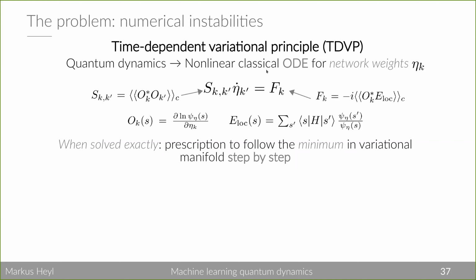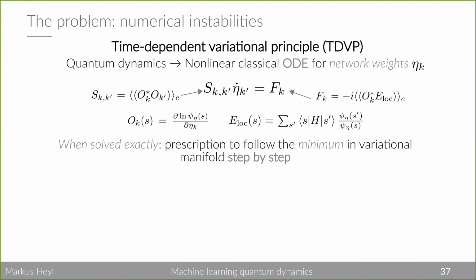And this is the resulting differential equation, the resulting equation that you have to solve. Eta dot is the infinitesimal change of your network weights for one small time step. You have some matrix S here and some forces F. Details are actually not so important for what I would like to say.